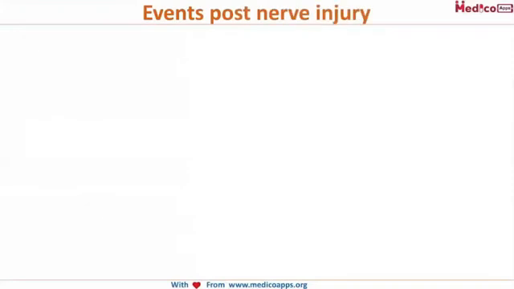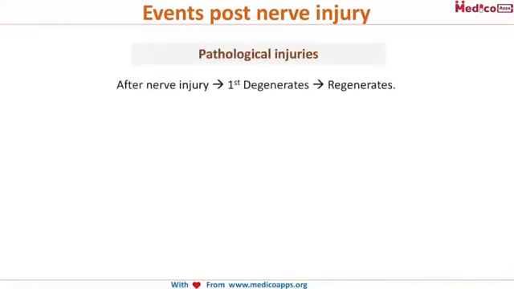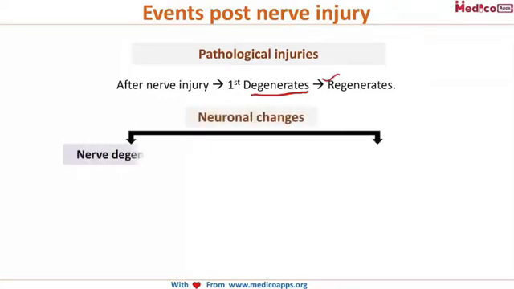There are a few events that occur post nerve injury that can occur due to any reason. So, first the nerve degenerates as soon as it is injured and later it regenerates. This is an important point that you have to remember. So, as soon as the nerve is injured, it will first degenerate, then it will regenerate.